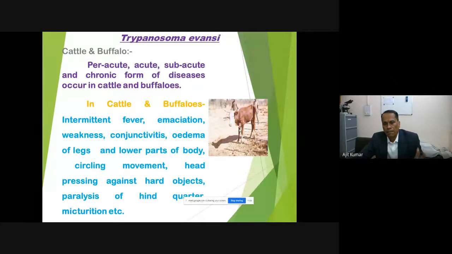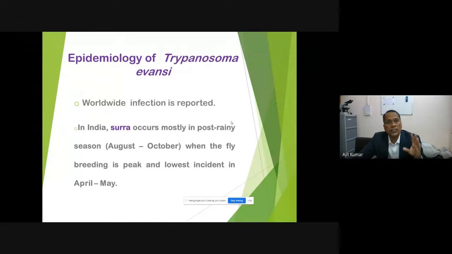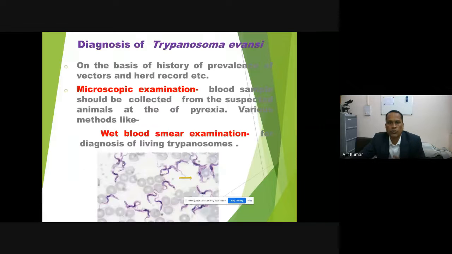It also affects the production capacity of the animal, because it leads to emaciation, circling movement, and head pressing against hard objects, because nervous symptoms occur in these animals due to hypoglycemia, along with paralysis of the hind quarter. The infection mainly occurs in the post-rainy season, that is August to October, because it is the breeding season of the Tabanus fly, so the fly population increases much more in this season. So surra is mainly found in the post-rainy season because the Tabanus fly acts as a vector for the transmission of Trypanosoma evansi.